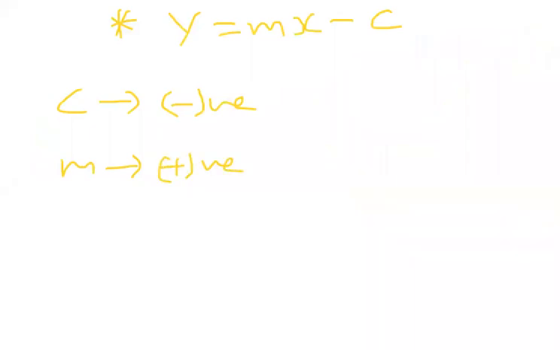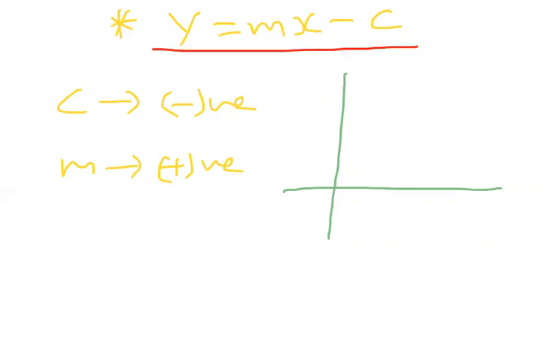Y equal to mx minus c. Here the graph indicates that C is negative and M is positive, a positive slope. What does C negative indicate? If you observe the graph, negative C indicates that the graph touches the negative y-axis. The graph touches a point on the negative y-axis. So here this value we can write as minus c, and here this is the origin.